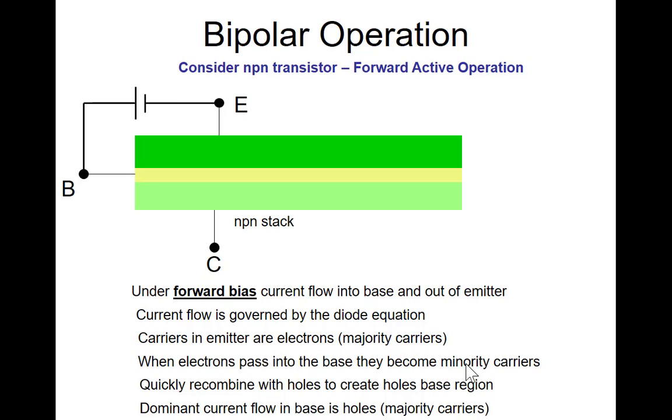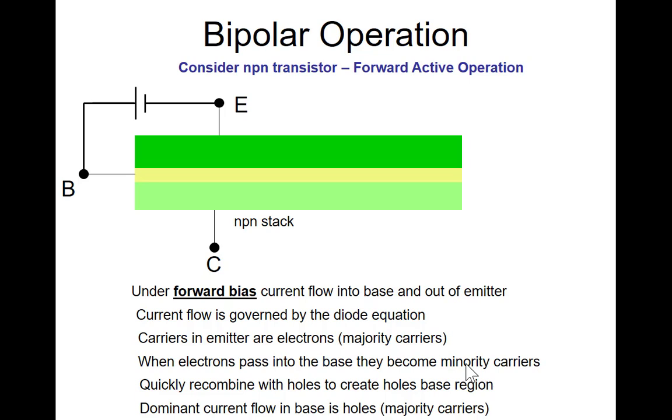So let's look at how the device operates. I'm first going to forward bias the base emitter junction of an NPN transistor. I'm going to look initially at operation in what's called the forward active region. We're going to see there are several regions of operation in a bipolar transistor, as there were in the MOS transistor. So we're going to start now in the forward active region, under forward bias. I've left the collector open right now.